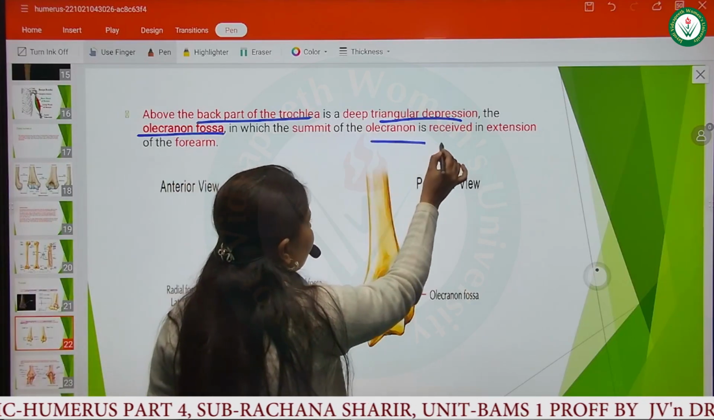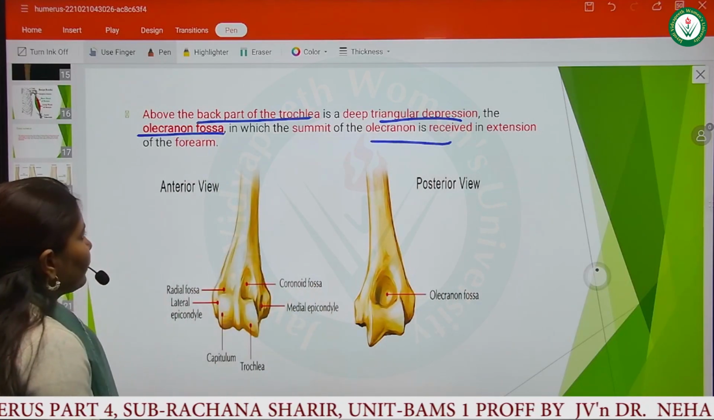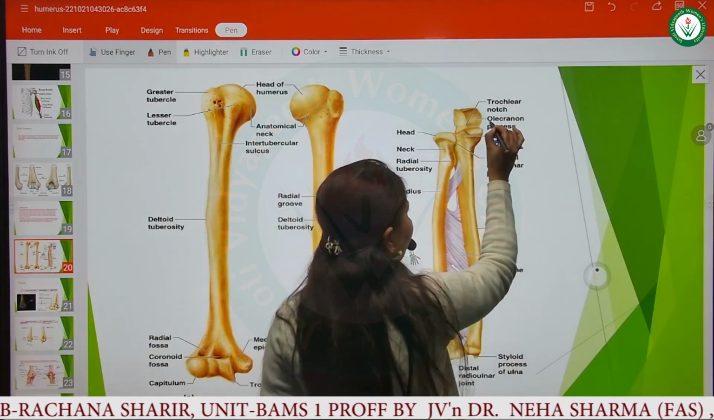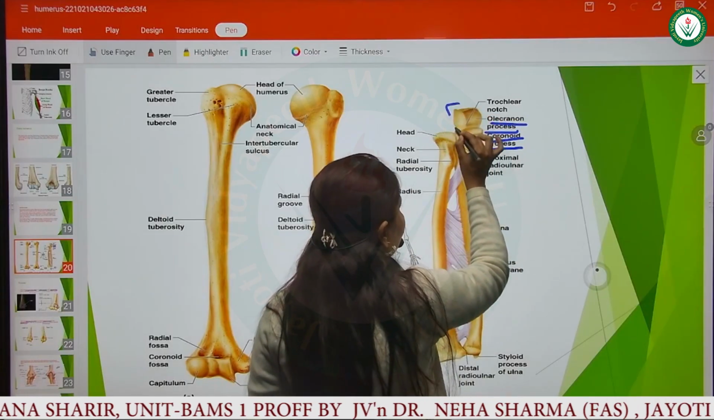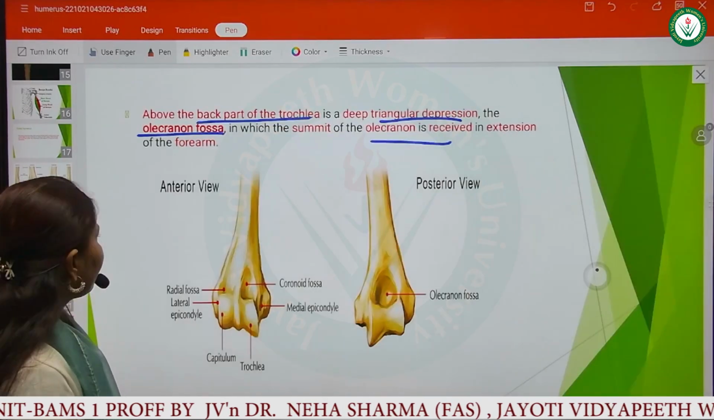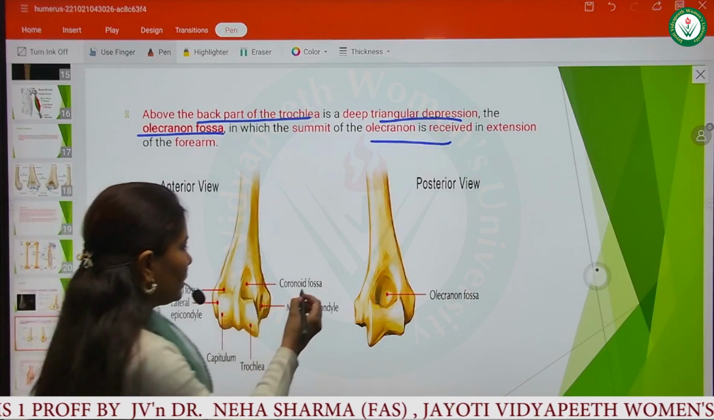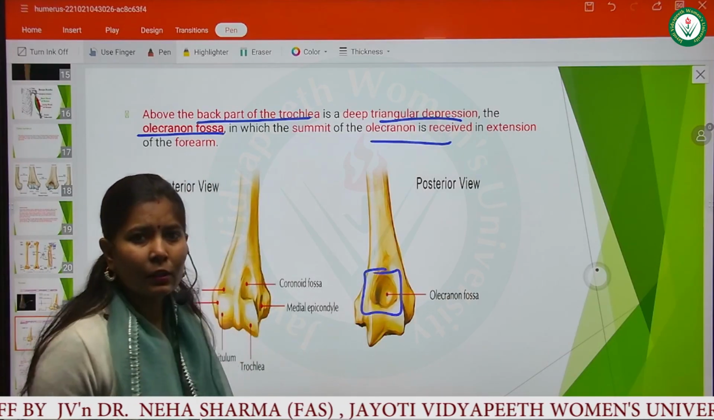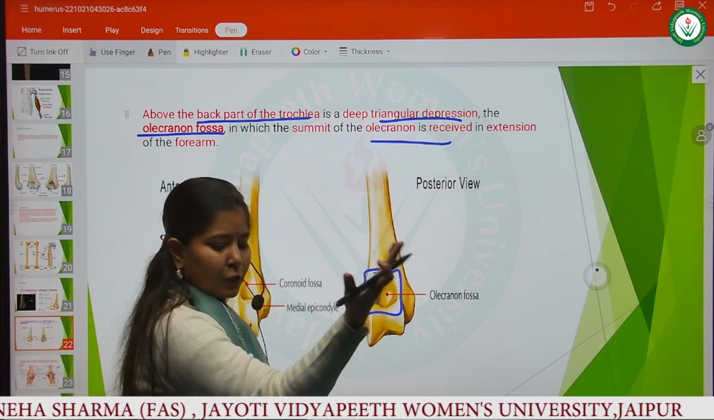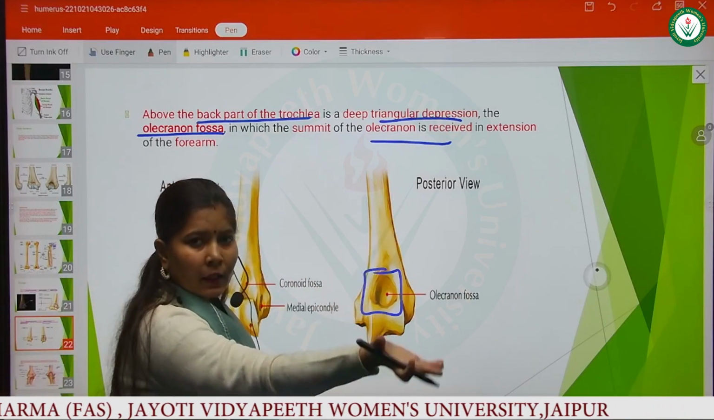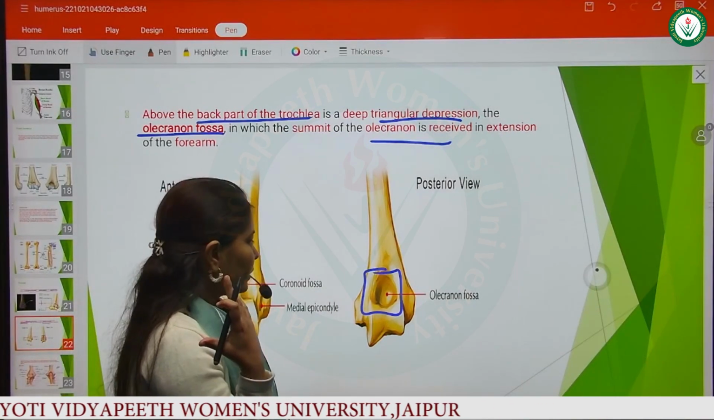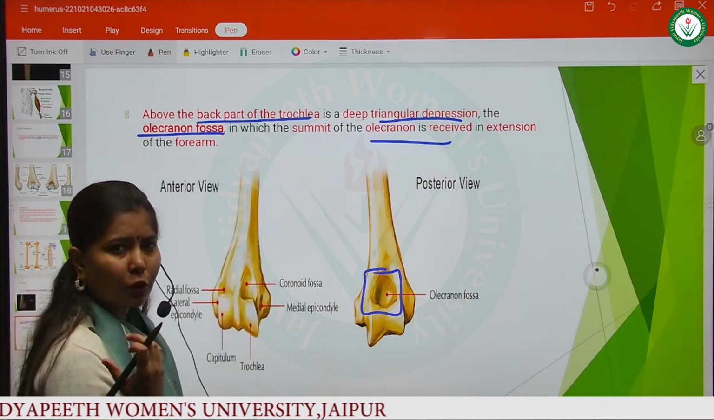The olecranon is received in it in extension of the forearm. This is the olecranon process of the ulna. This olecranon process gets attached in the olecranon fossa of the humerus bone in extension of the forearm. So in extension of the forearm the olecranon process goes into the olecranon fossa, and in flexion movement the coronoid process goes into the coronoid fossa.